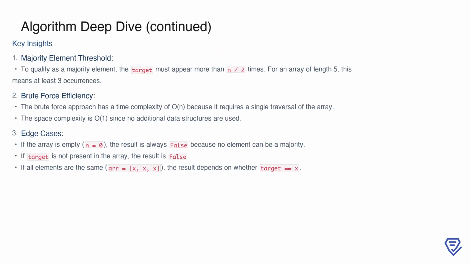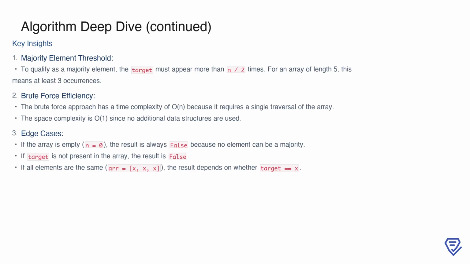There are a few key insights to consider when analyzing this problem. First, the definition of a majority element is critical. It must appear more than n/2 times in the array. For instance, in an array of length 5, this threshold is 3 occurrences. Second, the brute force approach has a time complexity of O(n), as we only need to traverse the array once, and a space complexity of O(1), since we only use a single variable to track the count.